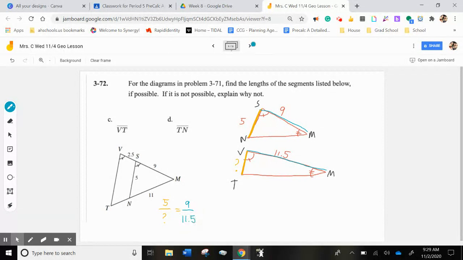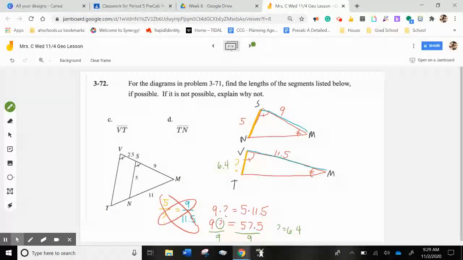Again, you could look for a zoom factor, but I'm just going to do the cross multiplication here. So 9 times question mark equals 5 times 11.5. So 5 times 11.5 is 57 and a half. And if I want to solve for question mark here, I need to divide by 9. So that gets me an answer of about 6.4. We'll just round up to 4. So 6.4 here.